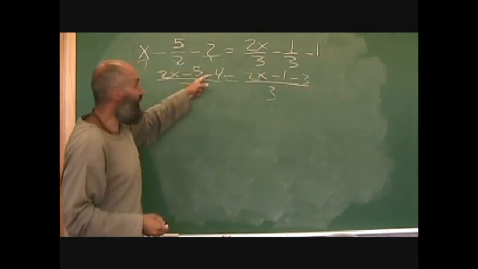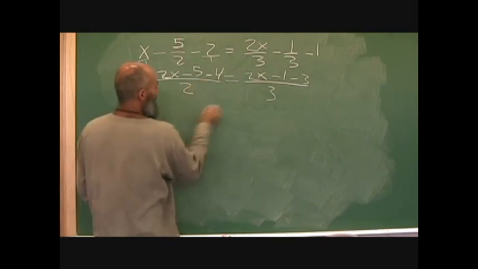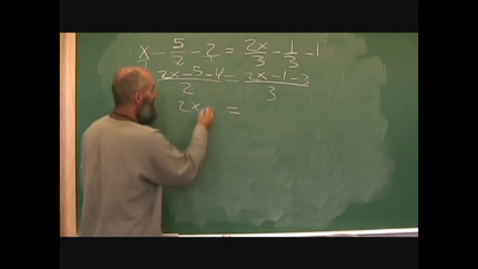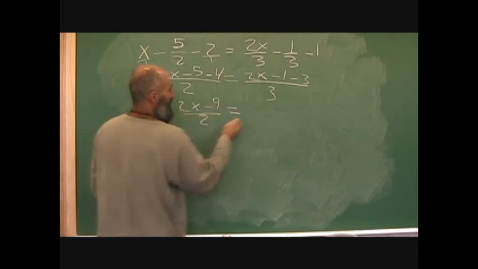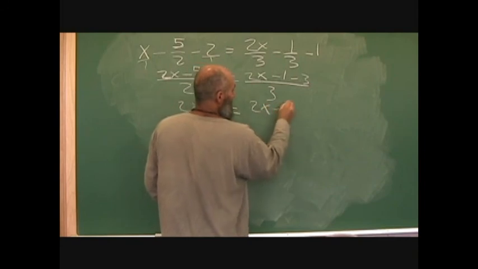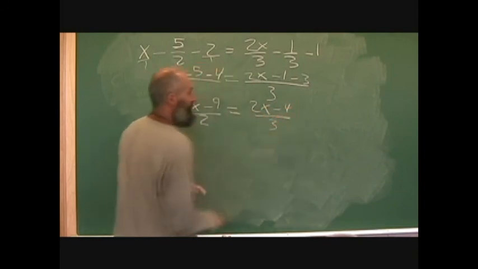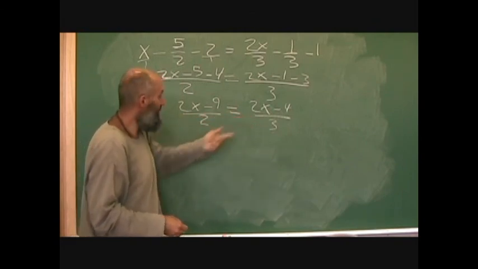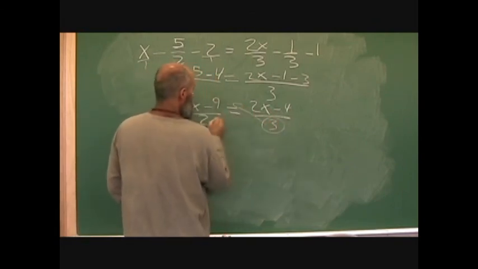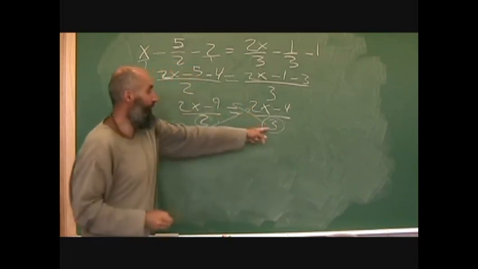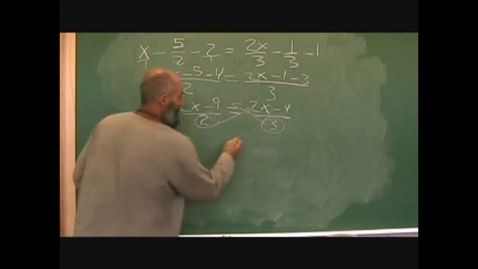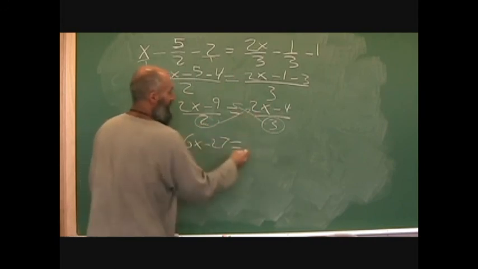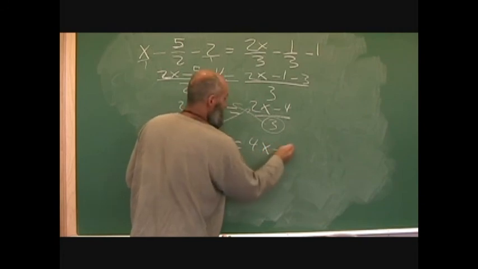Now, combine your like terms, right? Line up your equal sign again. Negative 5 minus 4 is negative 9, over 2, is equal to 2x minus 4 over 3. And now we've got one fraction equal to another fraction. We're going to cross multiply this up. And 3 is going to come up here and multiply both those terms, so it's going to be 6x minus 27. On this side it's going to be 4x minus 8.